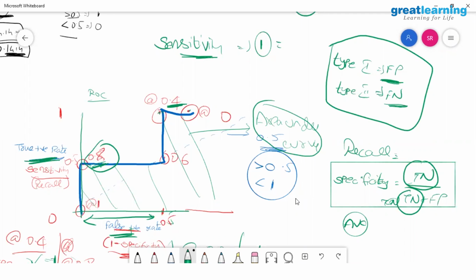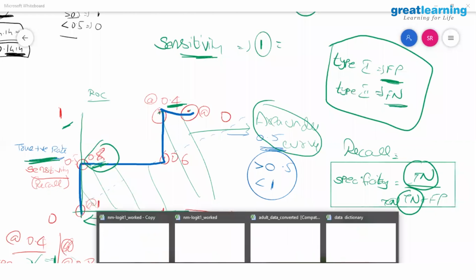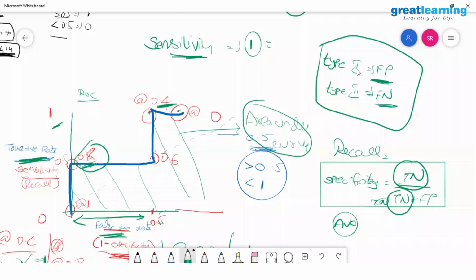Sir, in terms of precision, where we don't want false positive rate, right? I just want to confirm my understanding, will that be the 0.8 value?